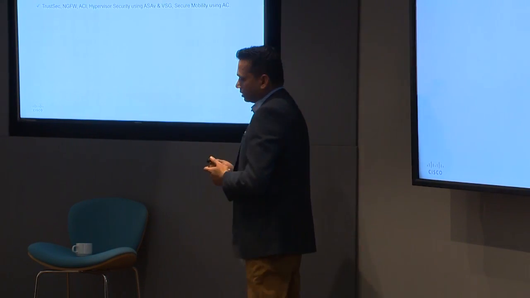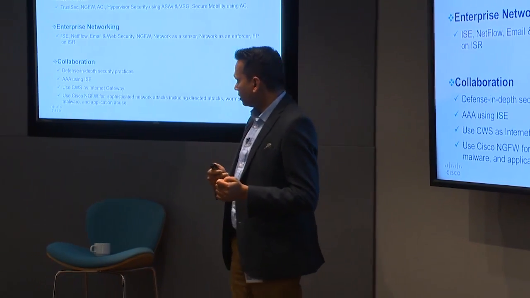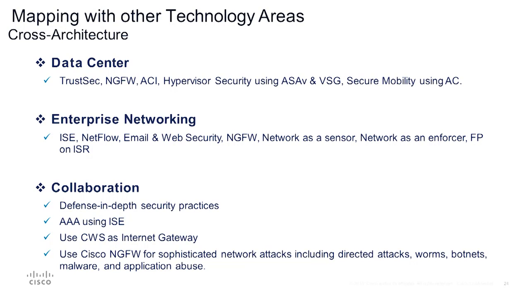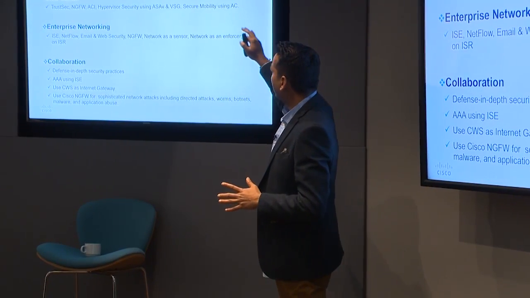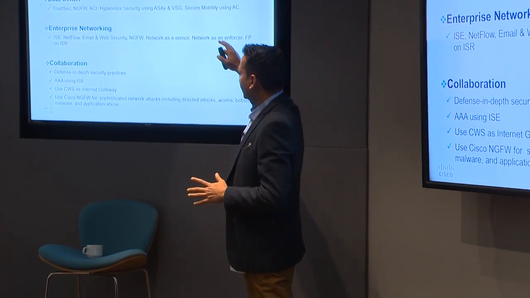Now, I talked about security, but if you think of these three other areas that Cisco operates in, DC, collaboration, enterprise networking, security is embedded everywhere. In the DC, you have things like TrustSec. I talked about ACI, SGT. In collaboration, I talked about next generation firewall, secure mobility.